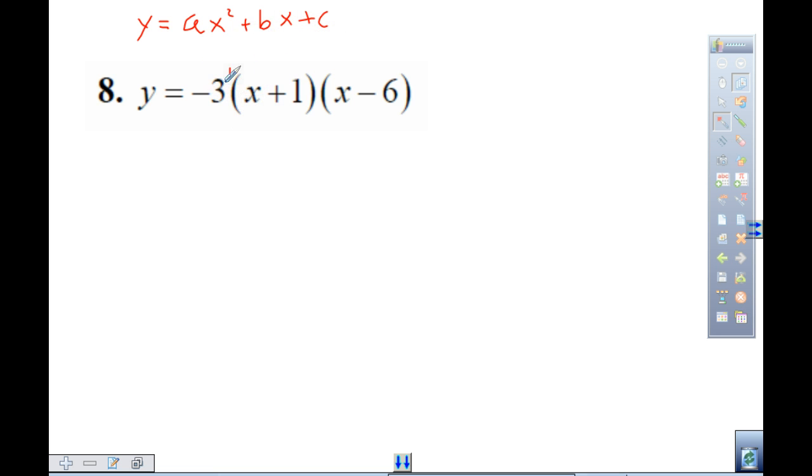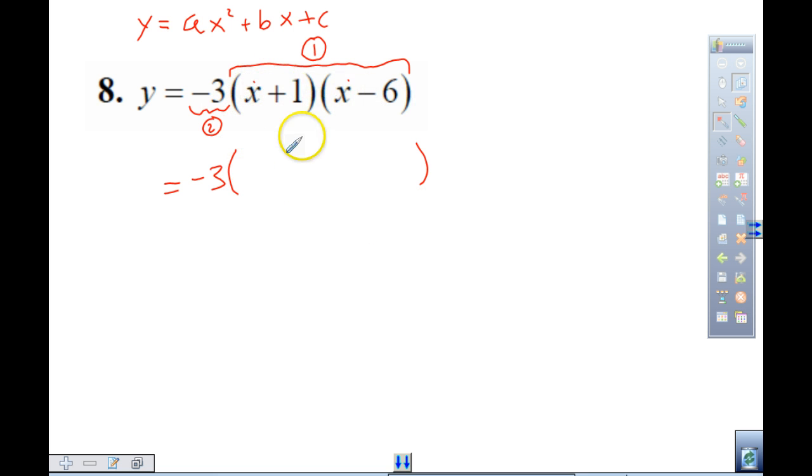So step 1. Multiply those two together. Step 2. Multiply all that by -3. You don't have to go in that order, but it tends to work out better for most people. Alright, so I'm going to leave the -3 alone. I'm just going to multiply these two together, get a trinomial.